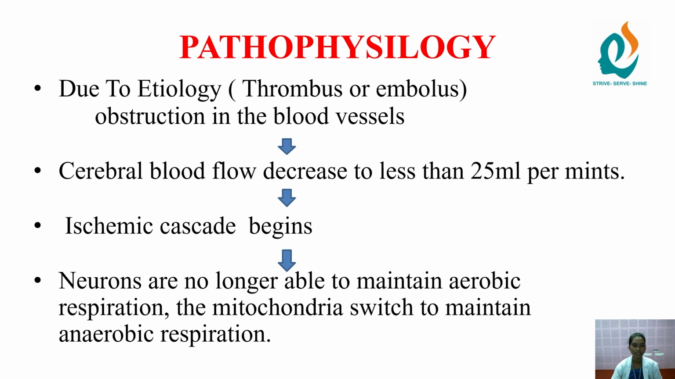It leads to the beginning of the ischemic cascade. Once your brain receives decreased blood supply, ischemic formation starts. The neurons are no longer able to maintain aerobic respiration, and the mitochondria switch to anaerobic respiration. Mitochondria play a very important role in maintaining brain function. Mitochondria are otherwise known as the powerhouse; they maintain the energy of the nerve cells. Once the mitochondrial function switches, neurotransmission will be affected. Anaerobic respiration means a lack of oxygen supply to the brain.